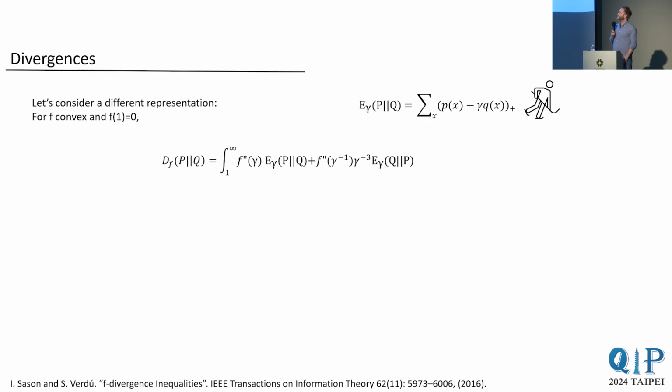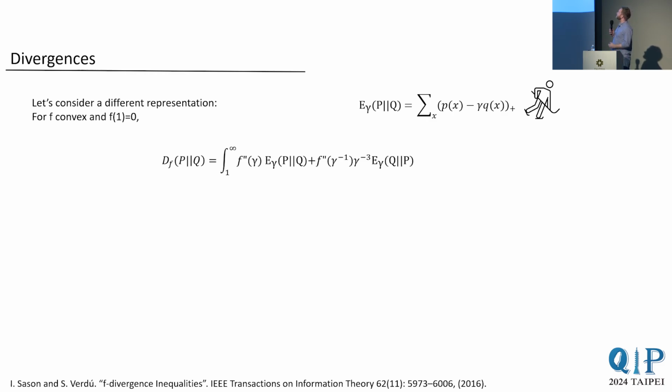Okay, and they showed that any of these f-divergences for a fairly general class of functions f, so we will look at convex functions f with some normalization, can be written as this integral that in the argument only has the second derivative of the function f, and yet another divergence. And this divergence is called the hockey stick divergence.